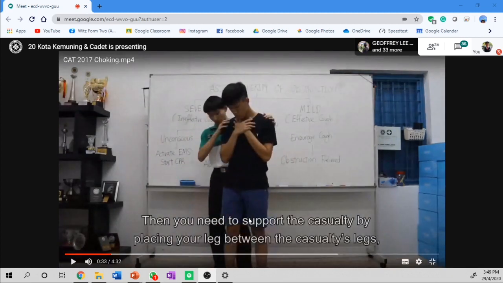As you guys can see here, these two legs are the casualty's legs, and you yourself place a leg in between the casualty's legs. This is to support the casualty well. So yeah, this leg is very important.